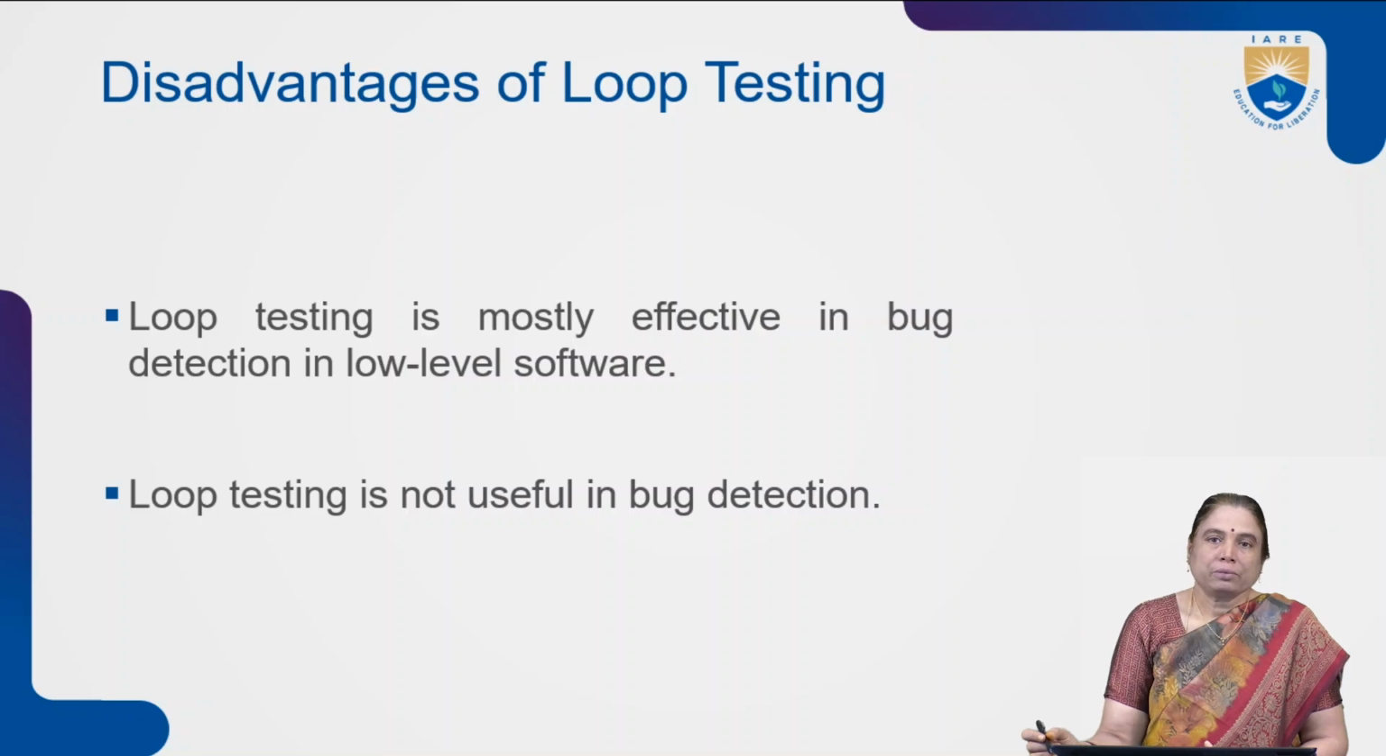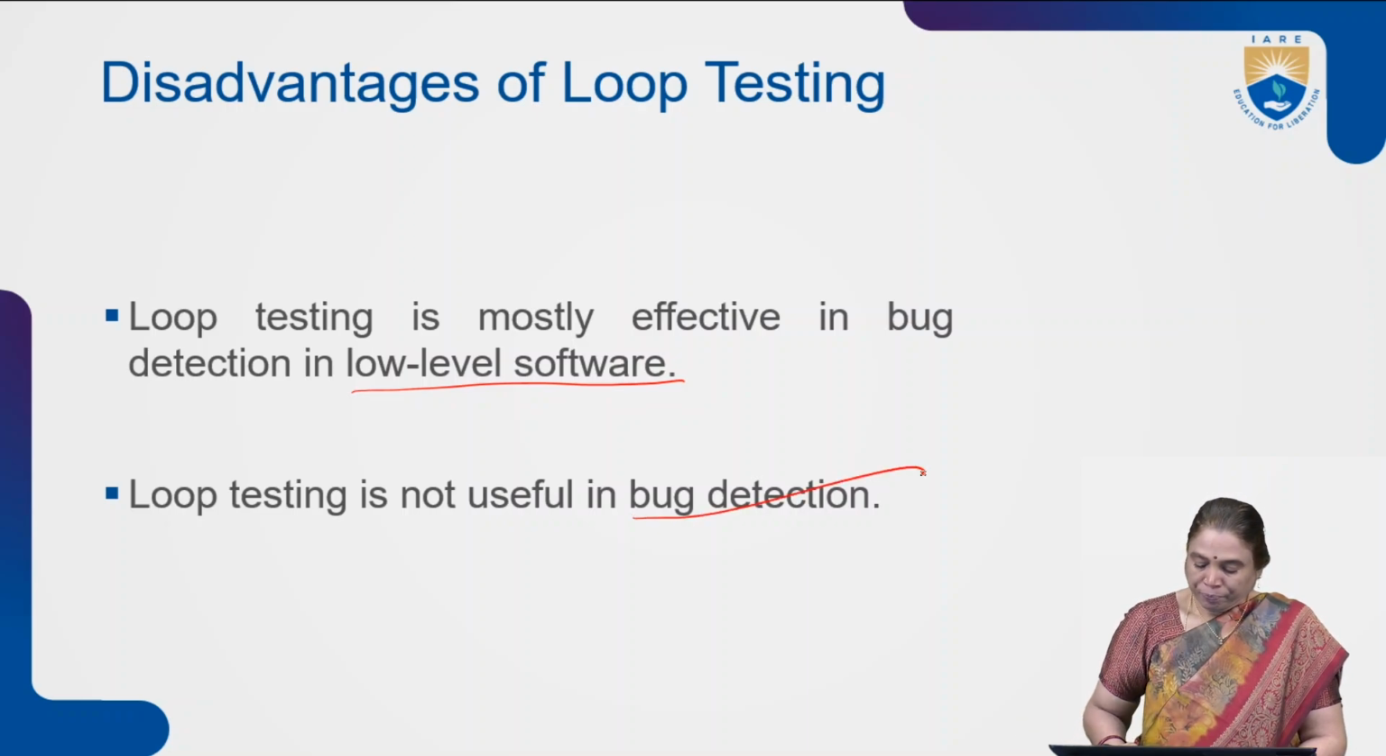The disadvantages of loop testing: this is generally used for bug detection in low-level software. Infinite loops can be easily detected in the case of loop testing, but it is at a very low level, the program level. So programming skills and logical skills are greatly required for the test engineer.